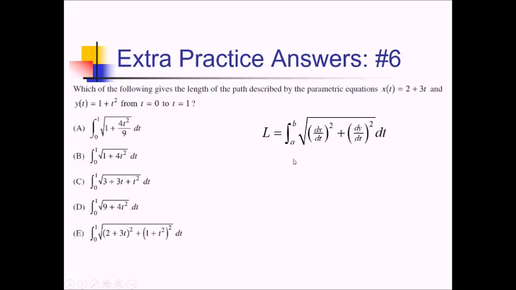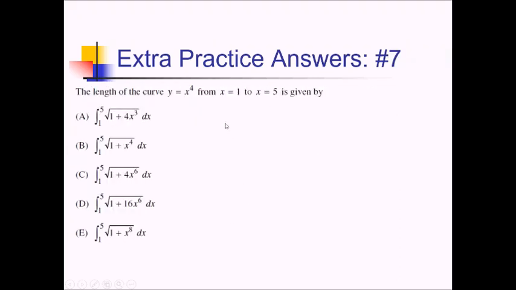So I have the integral then from 0 to 1, because this is with respect to t, so those are t values. And then dx over dt, just taking the derivative of x over here, that's going to just be 3. So 3 squared then. dy over dt, that's the derivative of 1 plus t squared, which is 2t, and again, we're squaring that. Cleaning this up a little bit, we've got the square root of 9 plus 4t squared, all evaluated from 0 to 1. And I'm just going to go ahead and pick an answer choice. That's going to be choice D.